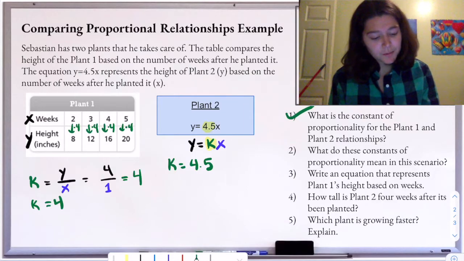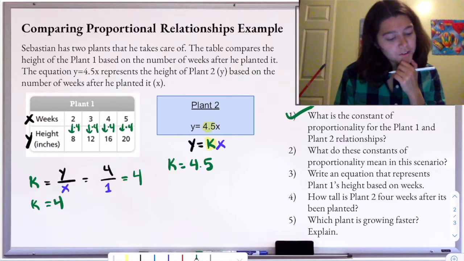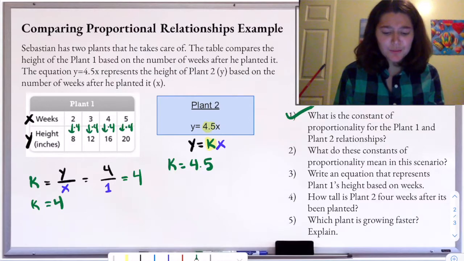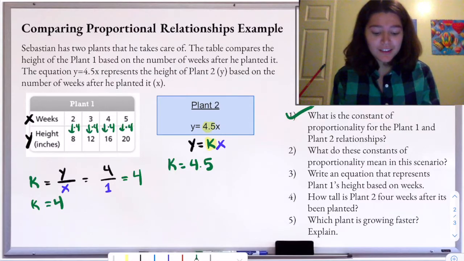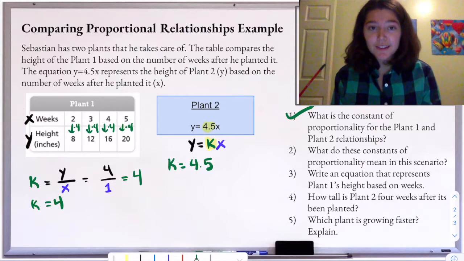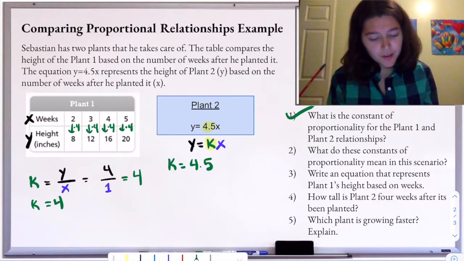Now let's take a look at number 2. What do these constant of proportionalities mean in this scenario? Okay, so I'm talking about plants, and then all of a sudden I said k equals 4. What the heck am I talking about? Well, let's really focus in on the units here, because that's what's going to be important. So I'm going to go back to this stage when I was trying to find the k from plant 1.